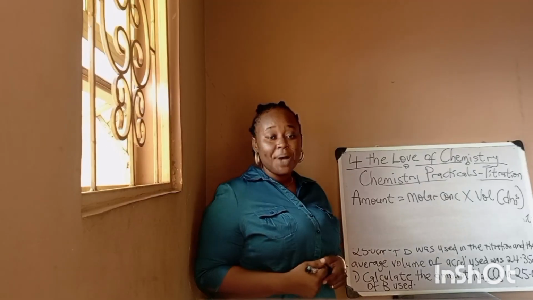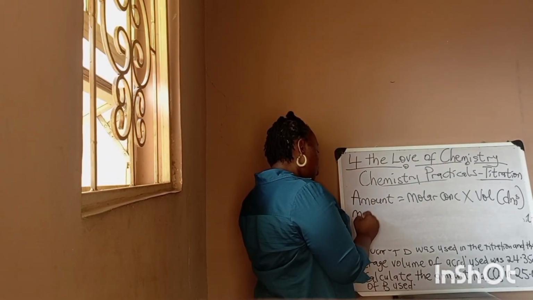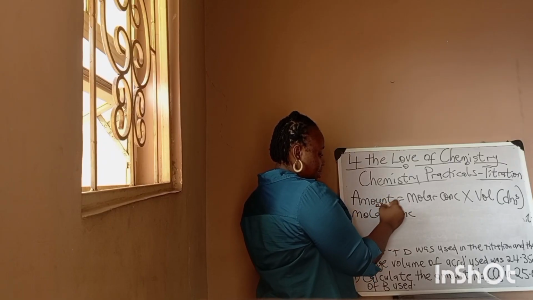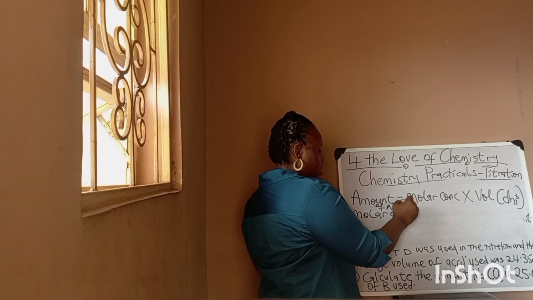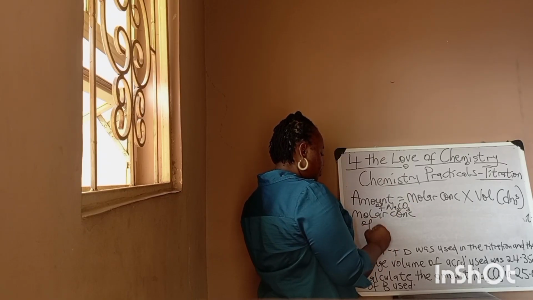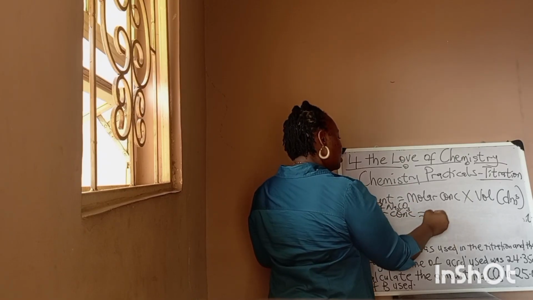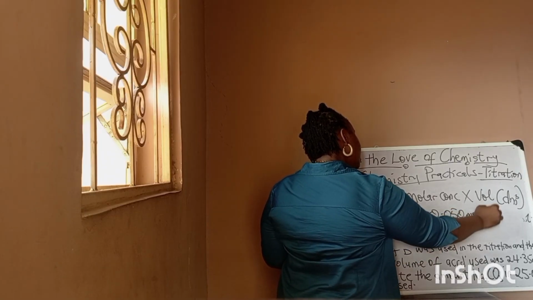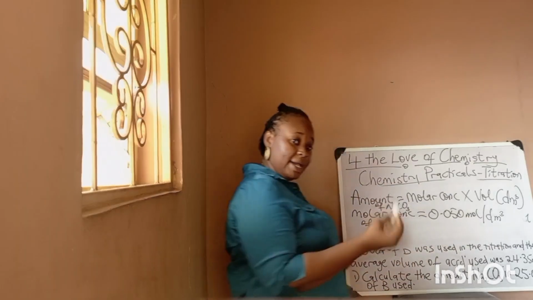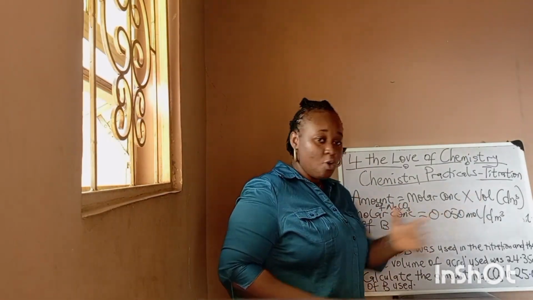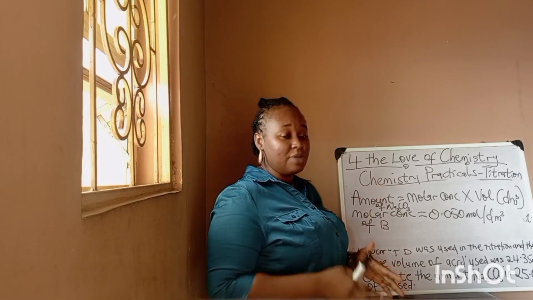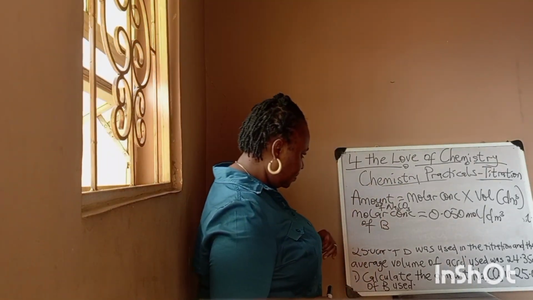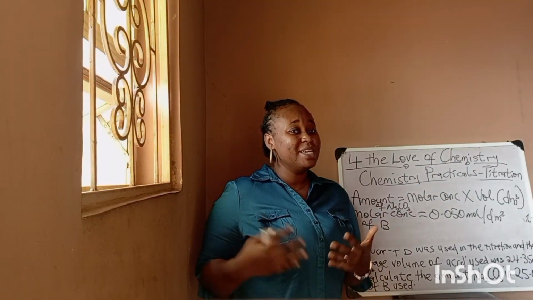Now let's look at our parameters. Molar concentration of B was given. So the molar concentration of B, as given, is 0.050 moles per dm cubed. Remember, I explained that this mole was in 1 dm cube. So this is actually the molar concentration, the number of moles in 1 dm cube of solution. So then the volume must be in dm cube.